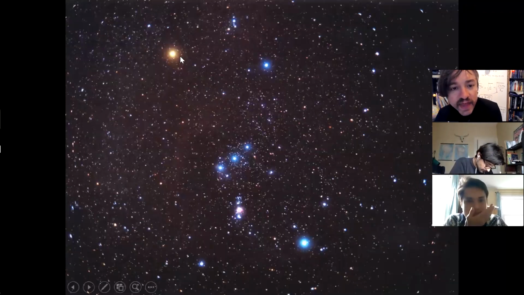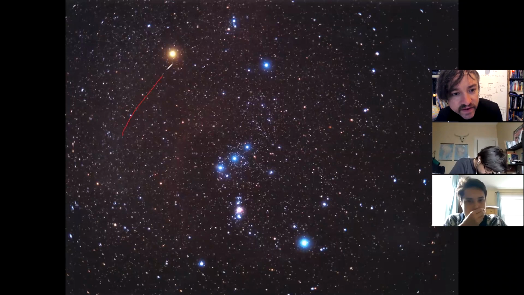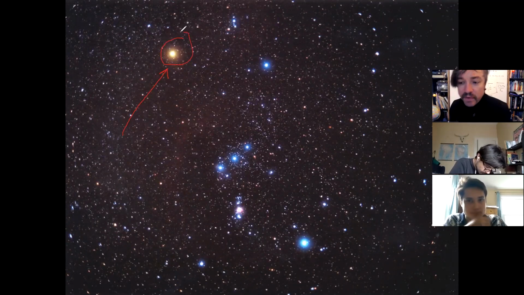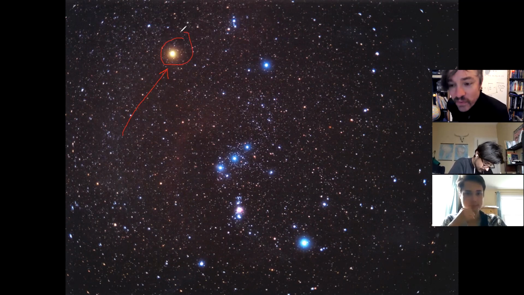For hundreds, for thousands of years, humans have observed the constellation of Orion, and they've had a favorite star. The bright red star Betelgeuse is the upper left-hand shoulder of Orion. It's also known as Alpha Orionis because Betelgeuse has historically been the brightest star in Orion.